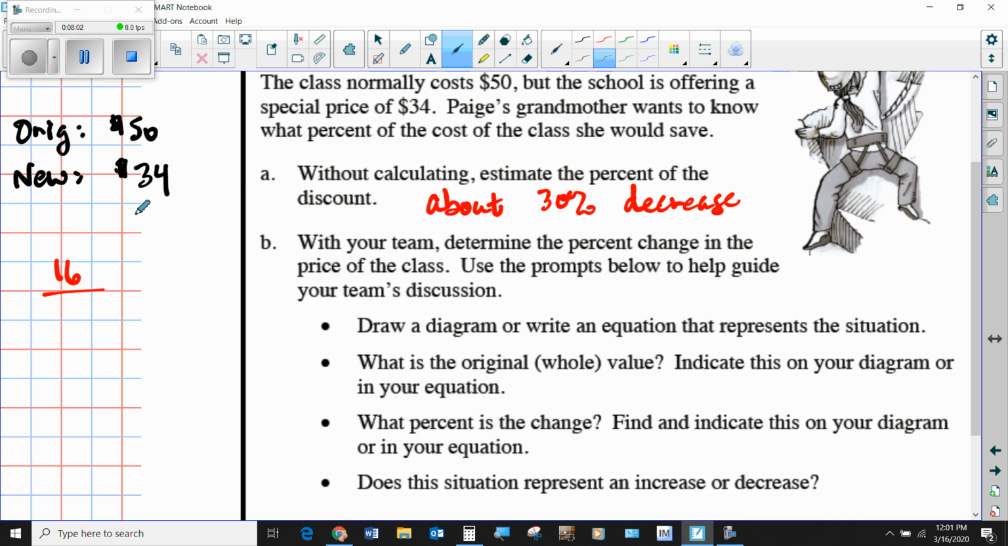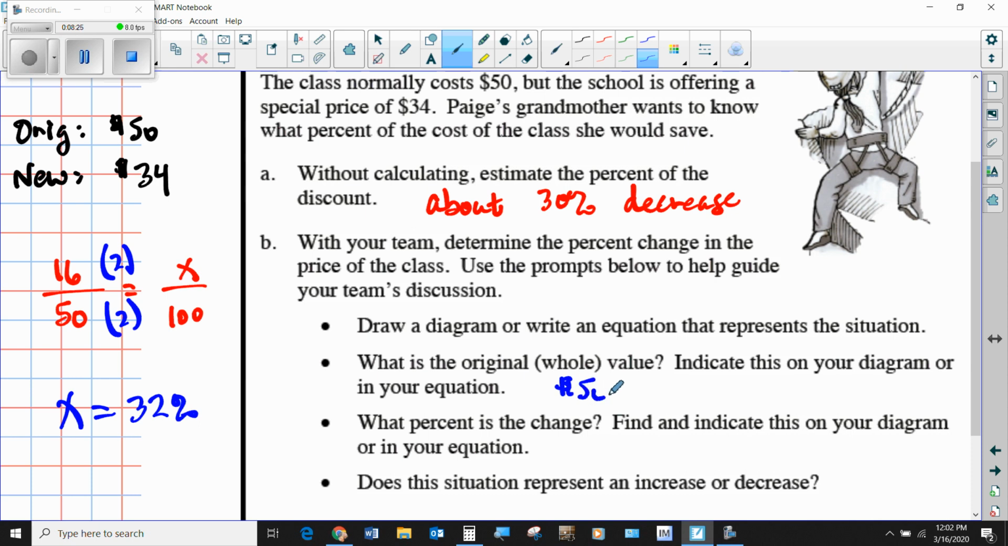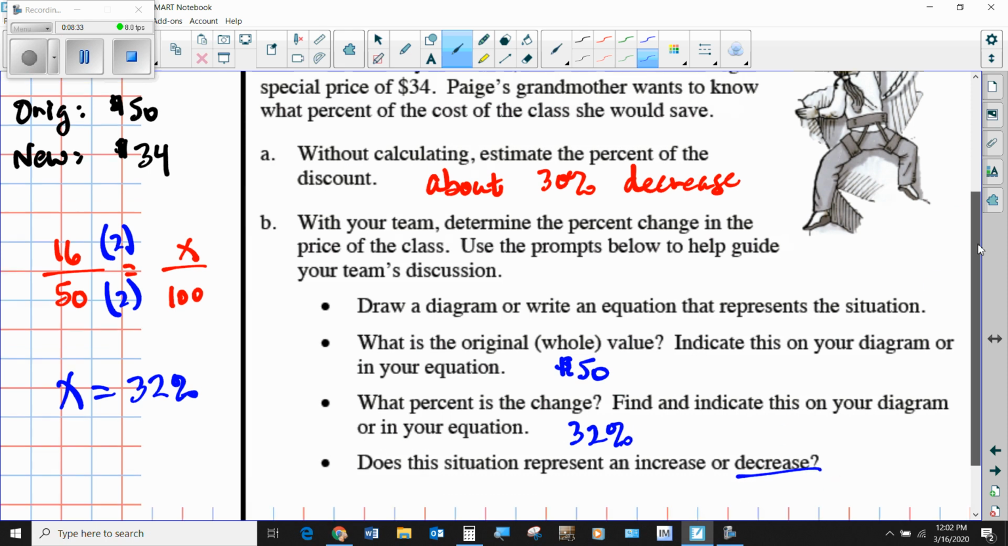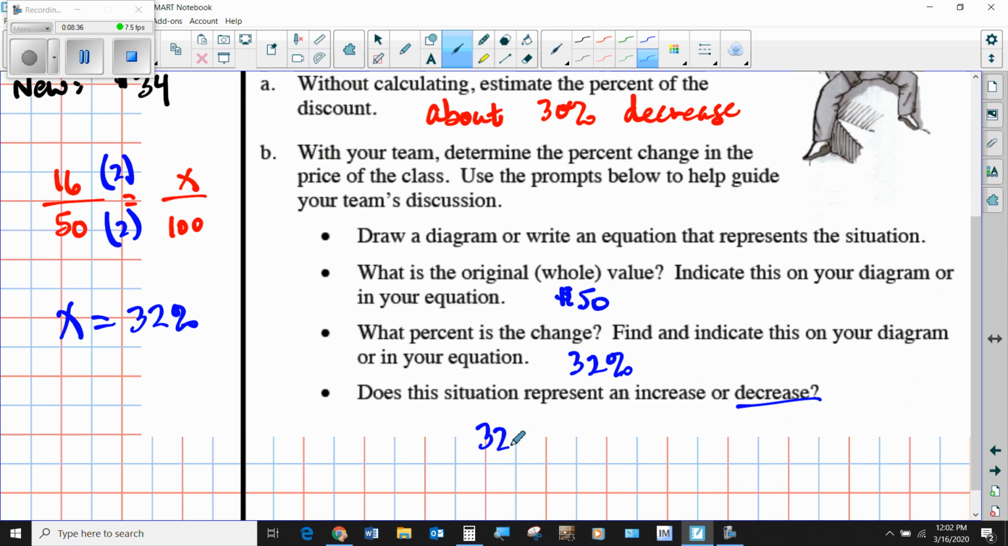So let's go ahead and plug this in. The amount of the change, it went down by 16, and it was based on the original of 50. What percent is that? Well, here we've got a good problem for our giant 1. What do you multiply times 50 to give you 100? That's 2. So we multiply 16 times 2, and that is a 32% decrease. So what was the original amount or the whole value? The original amount was $50. What is the percent change? It ends up being a 32% change, and that was a decrease. So we would declare our answer as a 32% decrease.